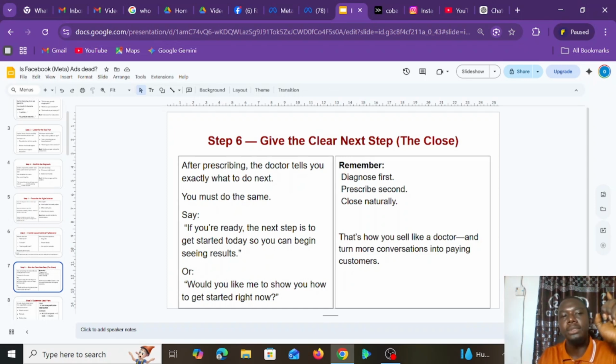So remember, how do you sell like a doctor? Diagnose their problem first, prescribe secondly, then close naturally. Once you do these first two, closing is going to be very easy. That is how you sell like a doctor and turn more conversations into paying customers. In selling like a doctor, allow your prospect to talk more. Let them tell you their problem. In listening to their problem, you know their deepest pain. Once you know their deepest pain, you can find a solution to that deepest pain, right? And they are going to buy from you.